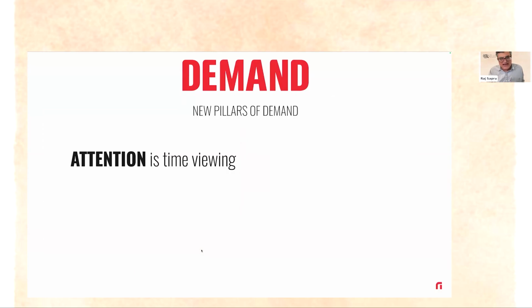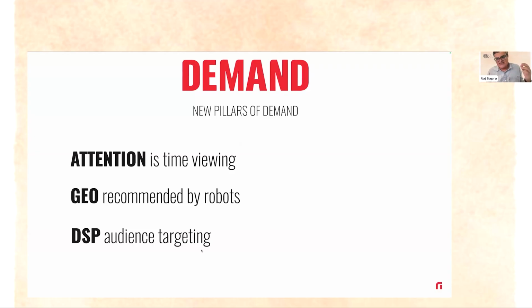If I were to summarize demand in the way that we talk about it, if I were to leave you with this, I'd say there are 3 pillars of demand today. Attention, which is time viewing. You think about TikTok, YouTube, Instagram. So attention is one form of demand. Generative engine optimization, getting recommended by the robots, whether it's ChatGPT, Gemini, Claude, Perplexity, is another pillar of demand. And the third one is a very specific, rather sophisticated, advanced form: DSP, audience targeting on platforms. Think about Amazon DSP, but these are, I'd say, the 3 pillars.